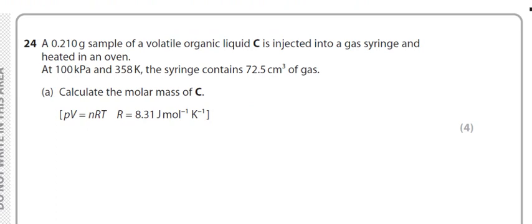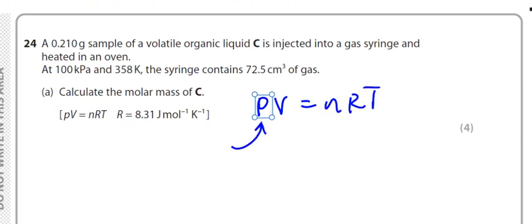0.210 grams of a sample of volatile organic liquid C is injected into a gas syringe and heated in an oven at 100 kilopascals and 358 Kelvin. The syringe contains 72.5 cm cubed of a gas. The most important thing, before you start applying PV equals nRT, is that you need to know the units of these.